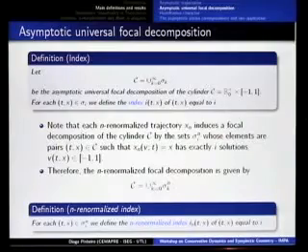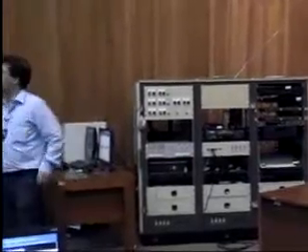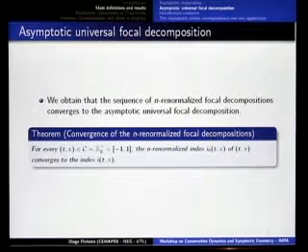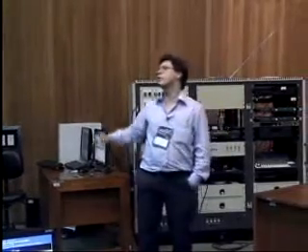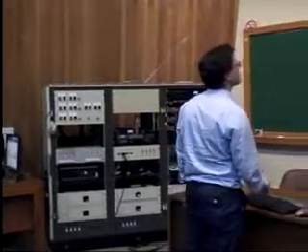So the next result is the following. The n-renormalized indexes converge to the index of the asymptotic focal decomposition. So mainly what we get is, from the n-renormalized trajectories, so from the operator acting on those trajectories, we induced one operator acting on the focal decompositions, and this one is converging to the asymptotic focal decomposition.